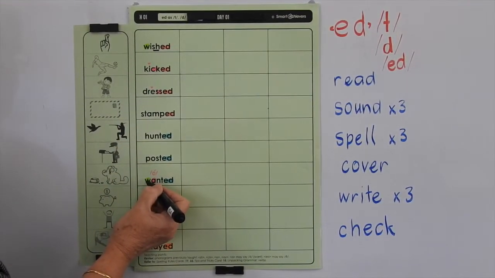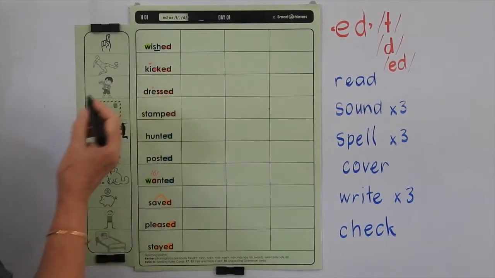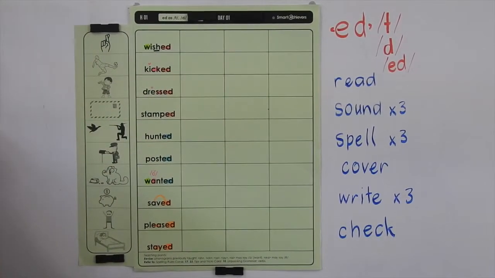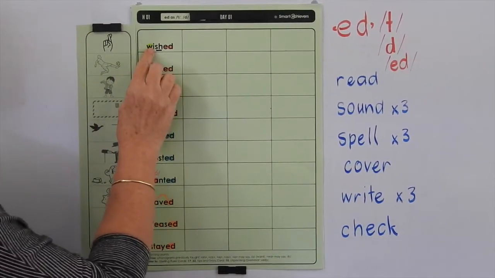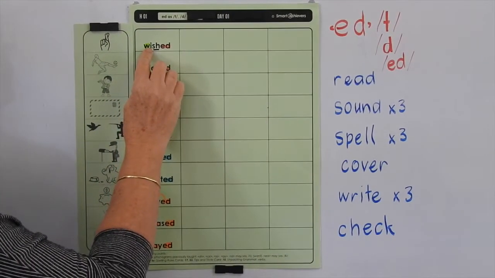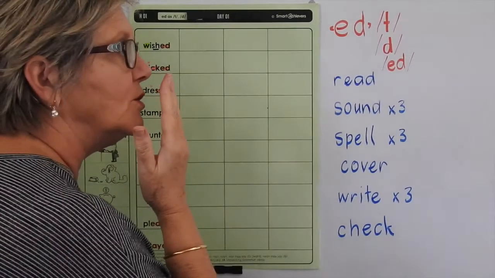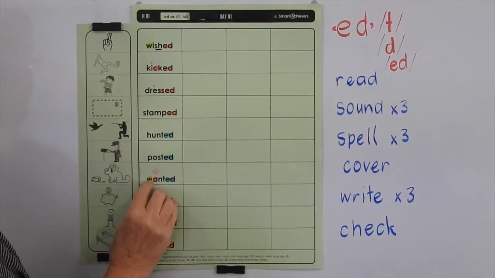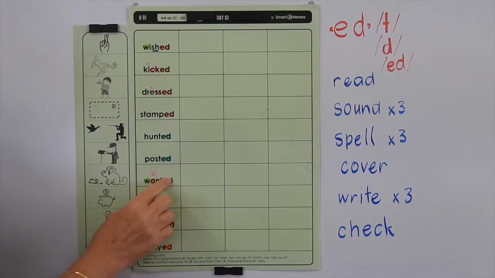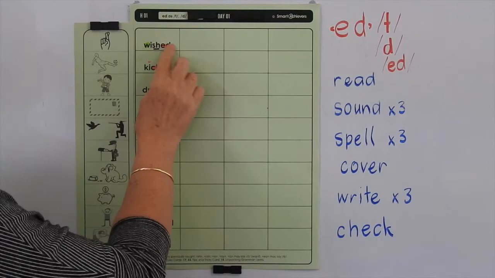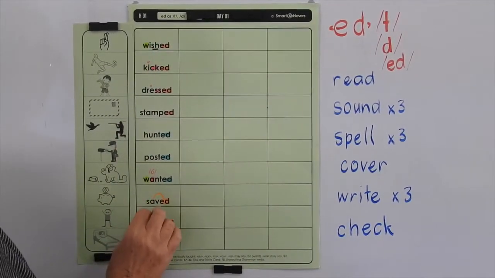The easiest way to work out whether you put a W or a WH is to put your hand over your mouth and say the word wish. If there's no air, there's no H. There is no air, so there's no H. And wanted, want, no, there's no air, so there's no H in wanted either. So that's a very quick way to know how to spell those 5,000 words that start with W or WH.